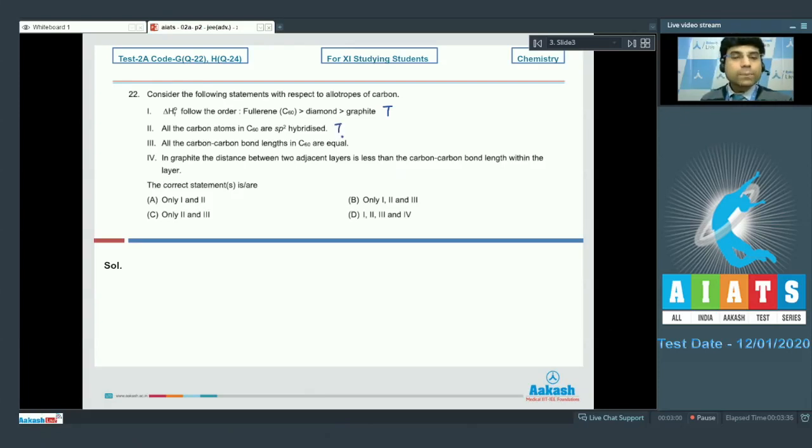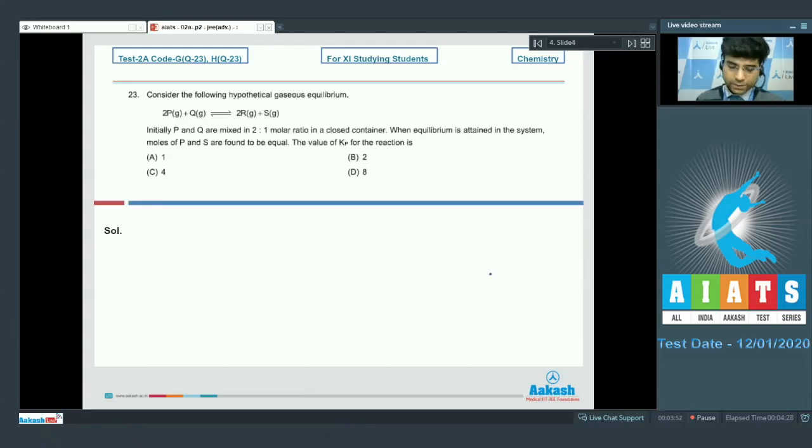The third statement says all the carbon-carbon bond lengths in C60 are equal. Students, C60 contains two different types of carbon-carbon bond lengths. Hence, this is a false statement. The fourth says in graphite, the distance between two adjacent layers is less than the carbon-carbon bond length within the layer. The carbon-carbon bond length within the layer will be shorter as compared to the distance between two layers, so this is also a false statement. In option A it is given that only 1 and 2 are correct. Hence the correct answer for this question will be option A.